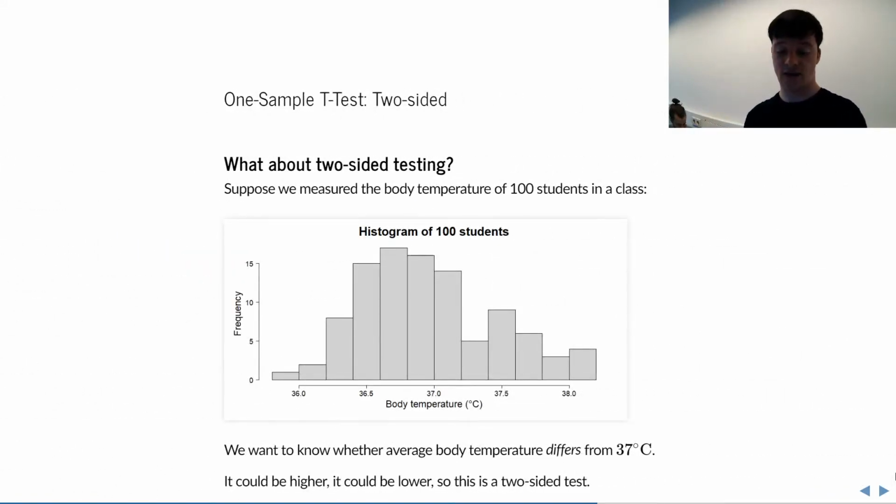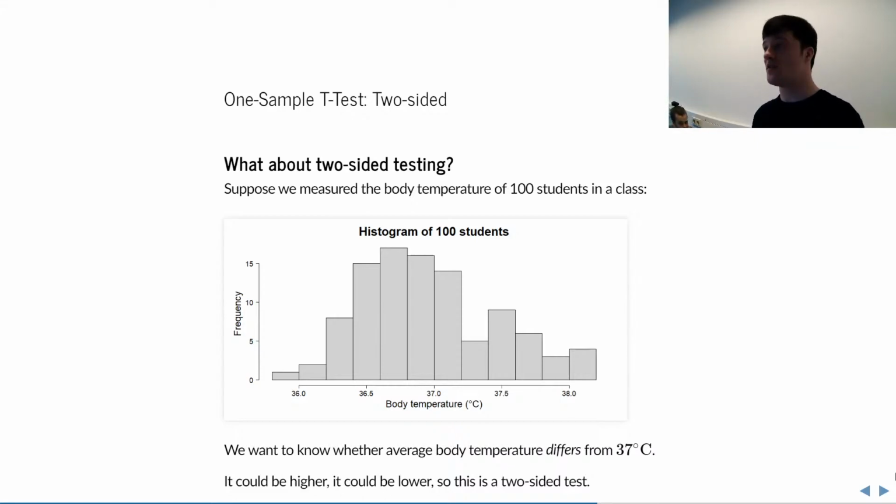Okay, that was the one-sided test and what it looks like. Now let's look at what a two-sided test looks like. So here's a fictional example. Let's say that there's no corona times going on here. We're doing everything by the rules, and there are 100 students over here. And let's say that we want to know, does their body temperature differ on average from 37 degrees Celsius?